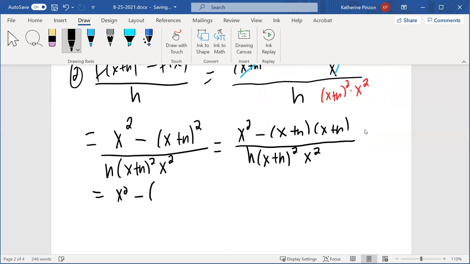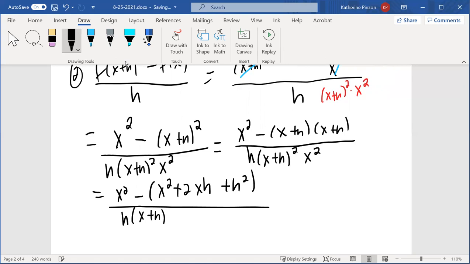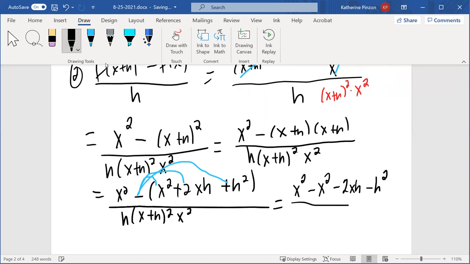x squared minus... notice I'm keeping those parentheses around, right? Because everybody in this second term after I FOIL gets subtracted. x times x makes x squared. x times h and h times x are the same, so I get 2 of those, plus h squared, over h times (x plus h) squared times x squared. This minus sign goes with every piece here. So I have x squared minus x squared minus 2xh minus h squared, divided by h times (x plus h) squared times x squared.